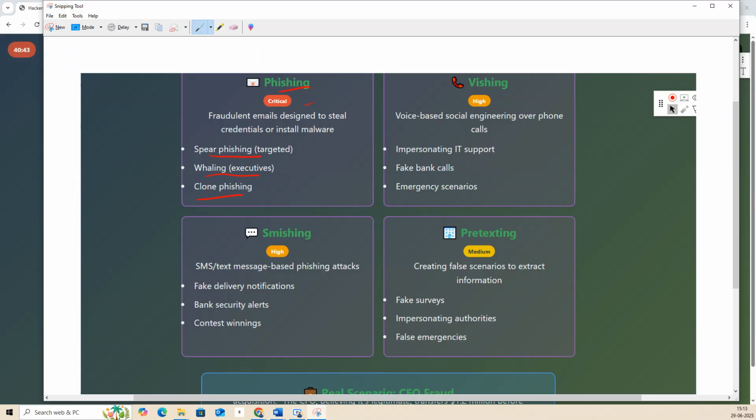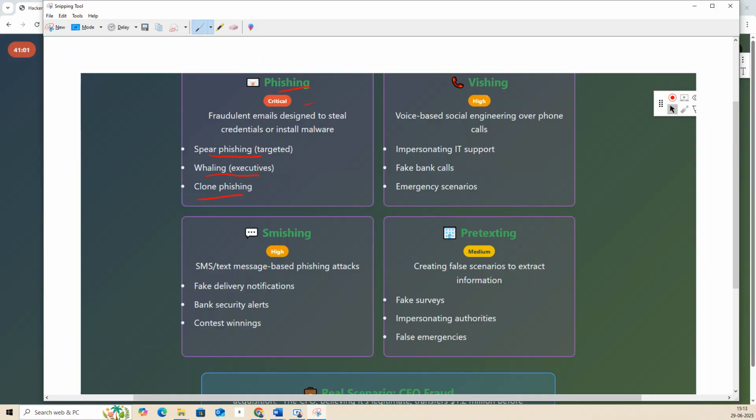Clone phishing is particularly insidious. Attackers intercept legitimate emails, modify them slightly to include a malicious link, and resend them from a spoofed address.